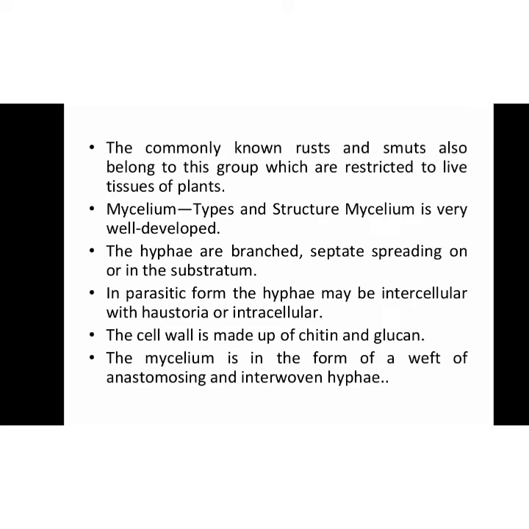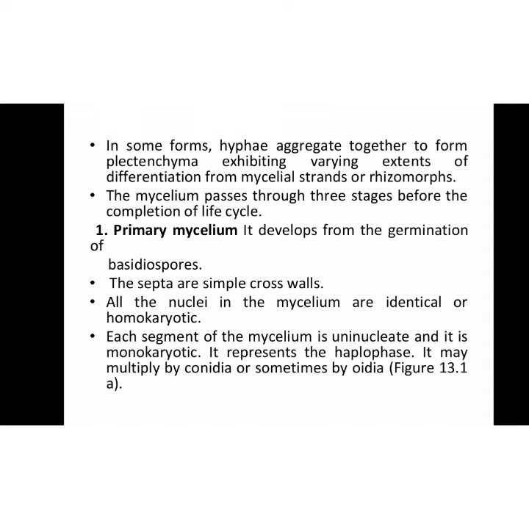Mycelium types and structure. Mycelium is very well developed. The hyphae are branched, septate, spreading on or in the substratum. In parasitic forms, the hyphae may be intercellular with haustoria or intracellular. The cell wall is made up of chitin and glucan. The mycelium is in the form of a weft of anastomosing and interwoven hyphae.